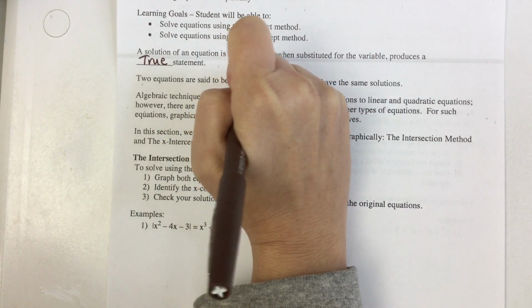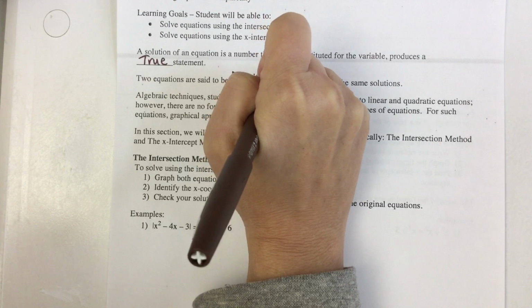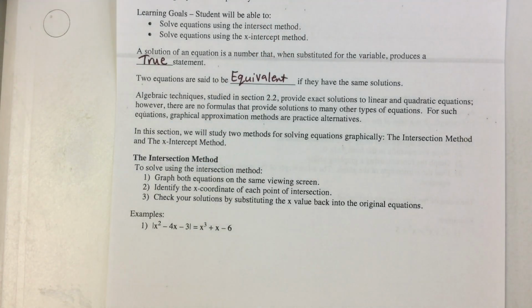Two equations are said to be equivalent to one another if they have the same solutions. That means that when you solve them and look back at the solutions, if two equations are equivalent, their solutions are going to be exactly the same.